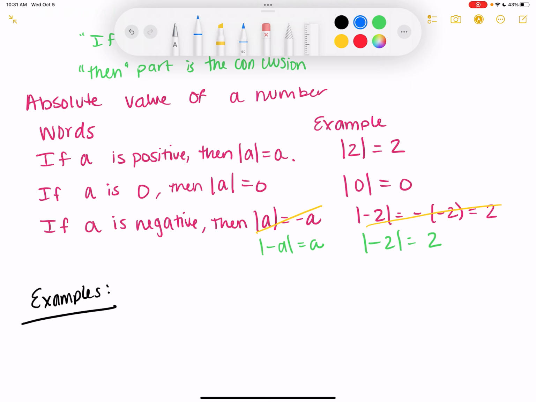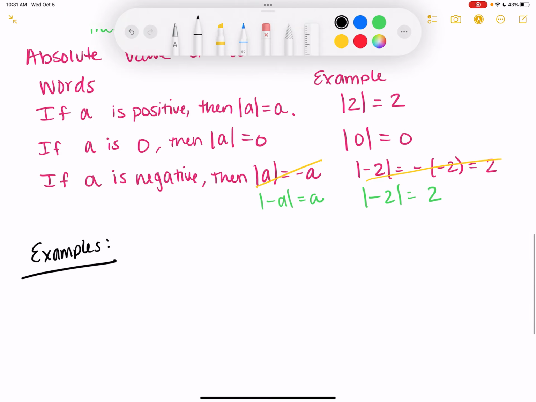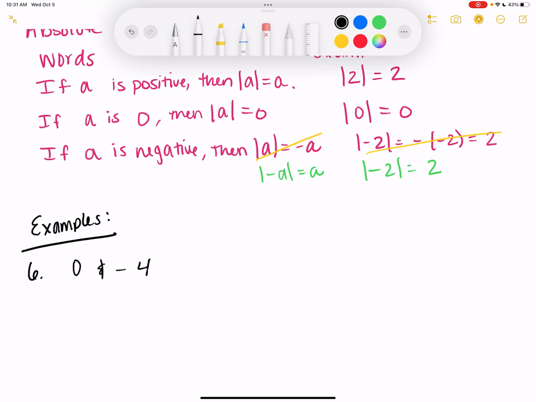All right, so some examples. These say to graph the numbers on a number line and then tell which number is greater. So, number 6, we have 0 and negative 4. Negative numbers are always going to be on the left, and they start at negative, whatever the, it sounds crazy, but like the bigger negative number. So like negative 10 would be before negative 7, okay, left to right.